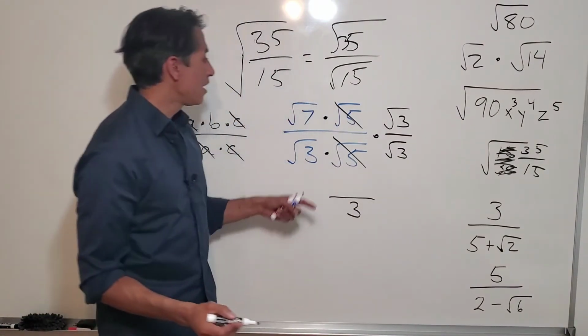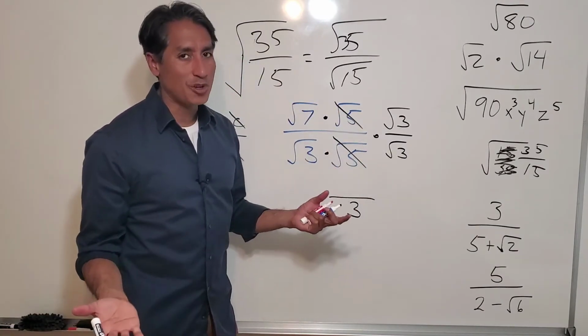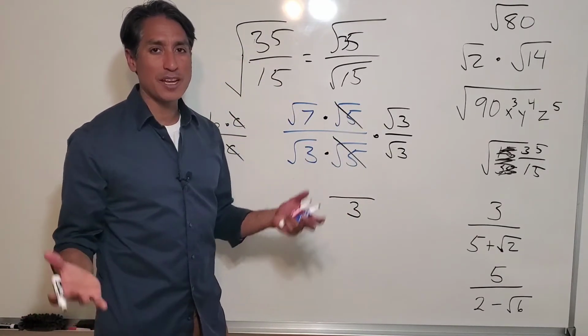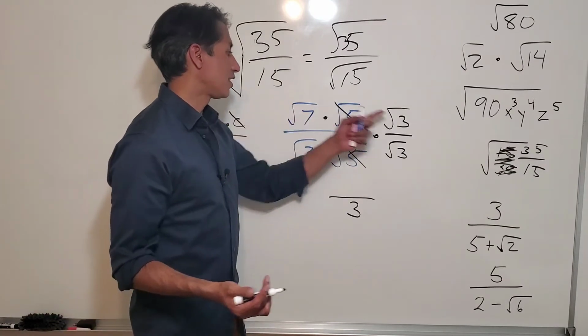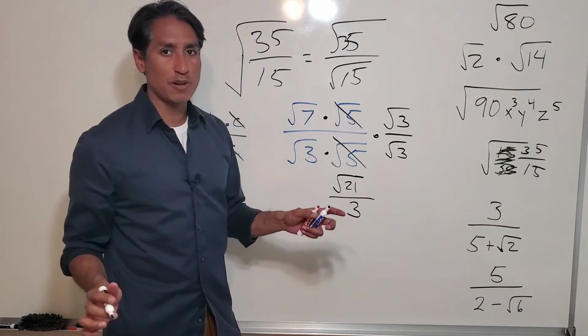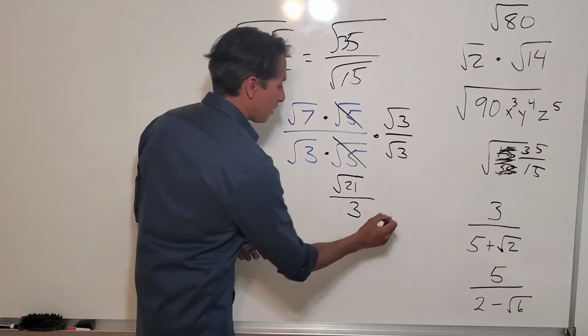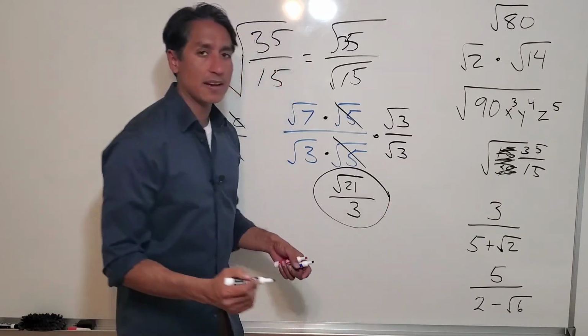And then on the top, we have square root of 7 times the square root of 3. You can't do anything with it. All you can really do is combine the two numbers. So 7 times 3 is 21. I know your answer looks super weird because you're like, square root of 21 over 3, but that is the correct way to write it, okay?